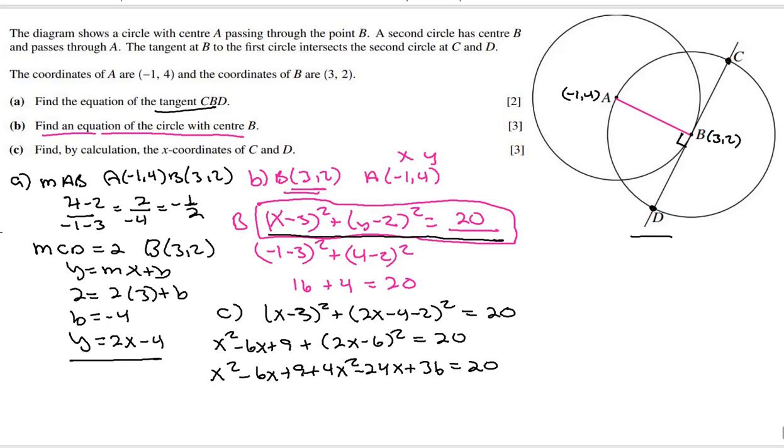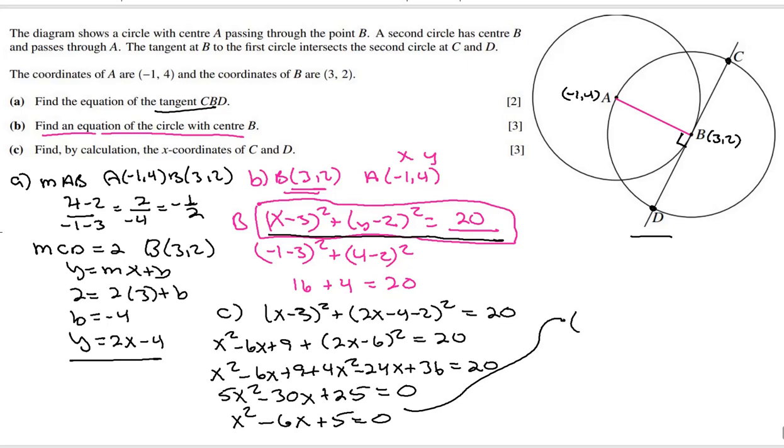And see, now all I got to do is put all this stuff together. Let's see, 4x squared plus 1x squared is 5x squared, negative 6x and negative 24x is negative 30x, and then 9 and 36. Let's see, 9 and 36 is 45, but 45 minus 20 is going to be 25. All right, so there's my quadratic. I noticed right away that everything does divide by 5, so I'm going to go ahead and do that. x squared minus 6x plus 5 is equal to 0. And that makes me happy because that's pretty factorable.